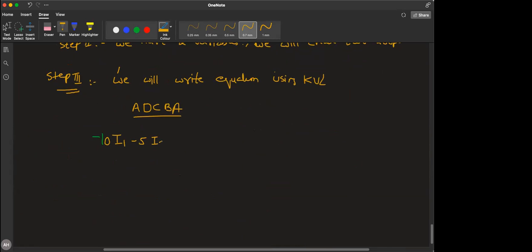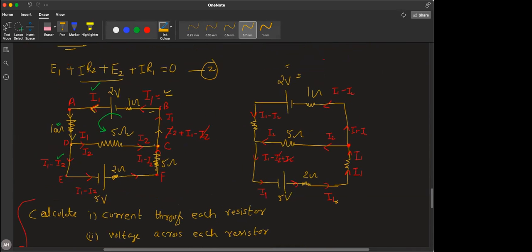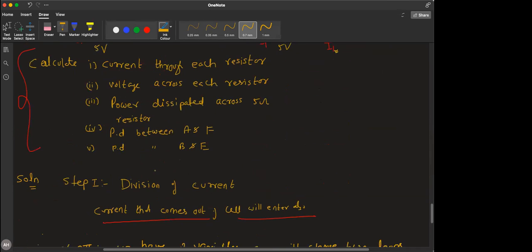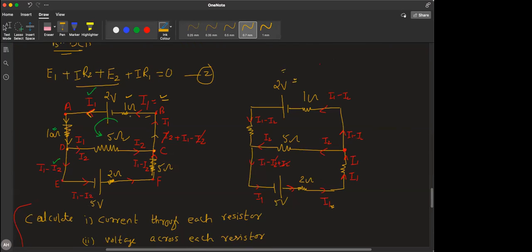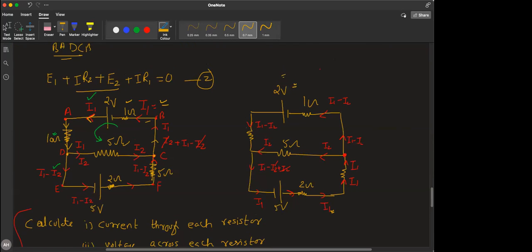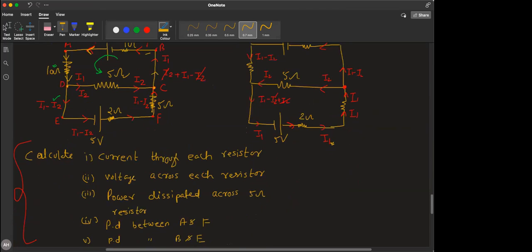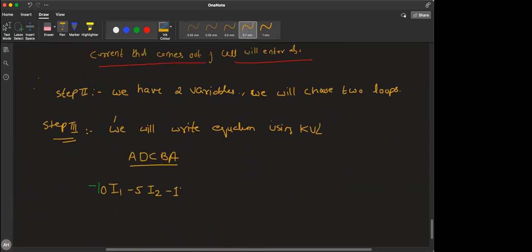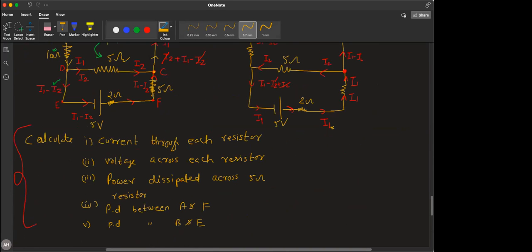Now tell me the voltage across the third one. So there is no resistor here. This is 1 ohm. What is the current passing through this 1 ohm resistor? I1. And when we are going from B to A, are we going in the direction of current or opposite to the direction of current? In the direction of current. When you go in the direction of current, is voltage positive or negative? Negative. So what would be the voltage? Minus 1 I1.